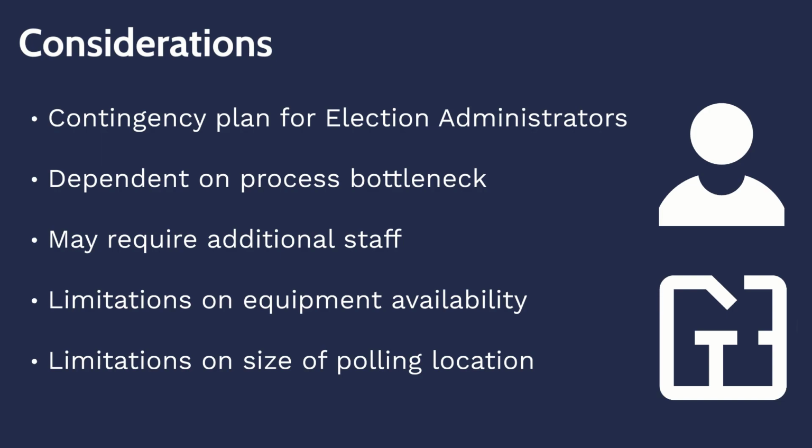With this said, it is important to consider the feasibility of increasing the bottleneck resource. For instance, if the process bottleneck is checking in voters, then an additional election worker may be required to implement this strategy. In another case, if a polling location is particularly small, it may not be feasible to increase the number of resources at that facility, or alterations to the layout of the voting equipment may be necessary.